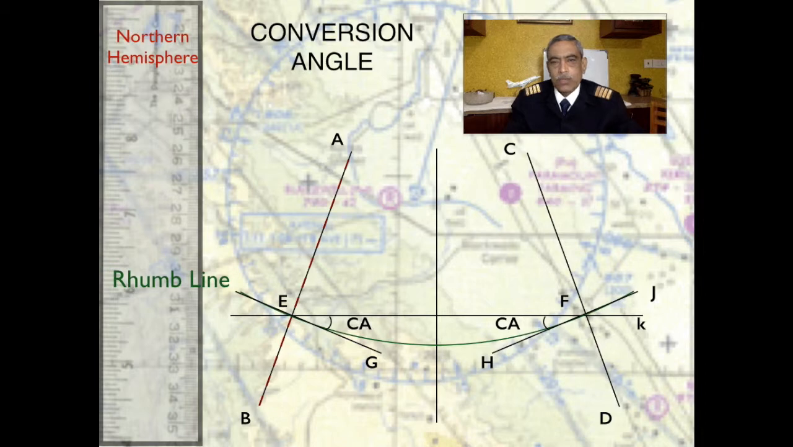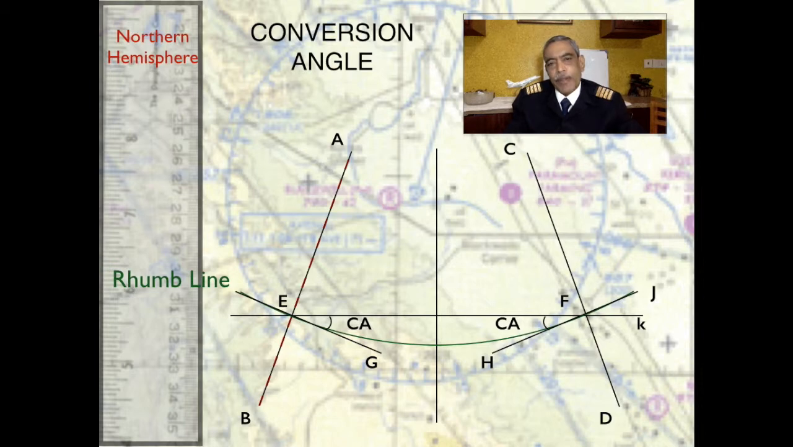So let's go through this picture carefully. AB is a longitude, CD is a longitude, and of course a straight line which is being depicted, EF. The same EF is shown as the great circle track, and the Rhumb line, which is shown in the green, touches these two places between E and F.